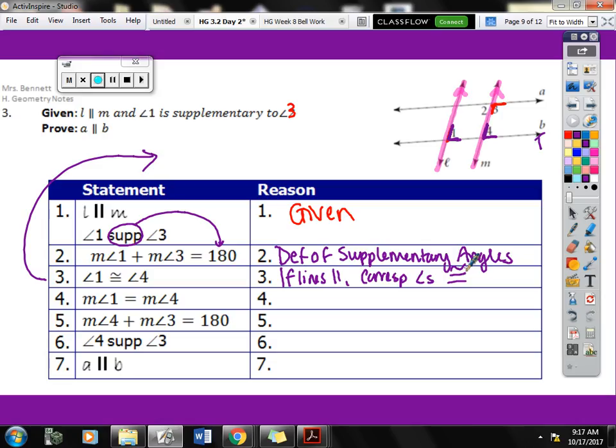Next, they change from a congruent sign to an equal sign. What allows me to do that? Definition of congruent angle. Good. Congruent angles means that they are equal in measurement. So this is the definition of congruent angles.